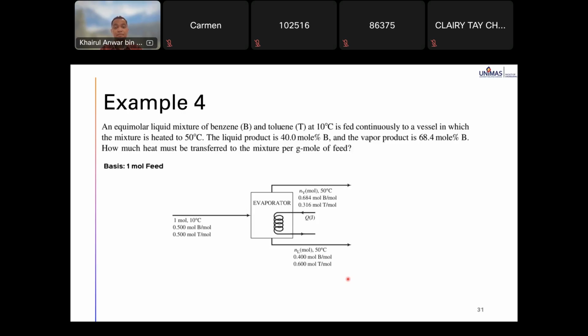An equimolar liquid mixture of benzene and toluene at 50 degrees C. The upper outlet, is this specifically for the vapor? Yes, at the top. This is for the liquid. If you fill up incorrectly, then there are marks deducted, in case it comes out in a test or assignment.